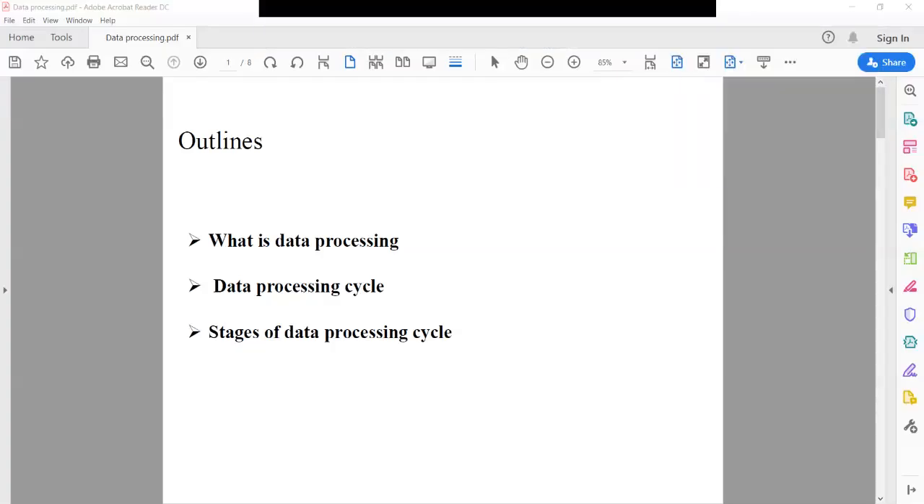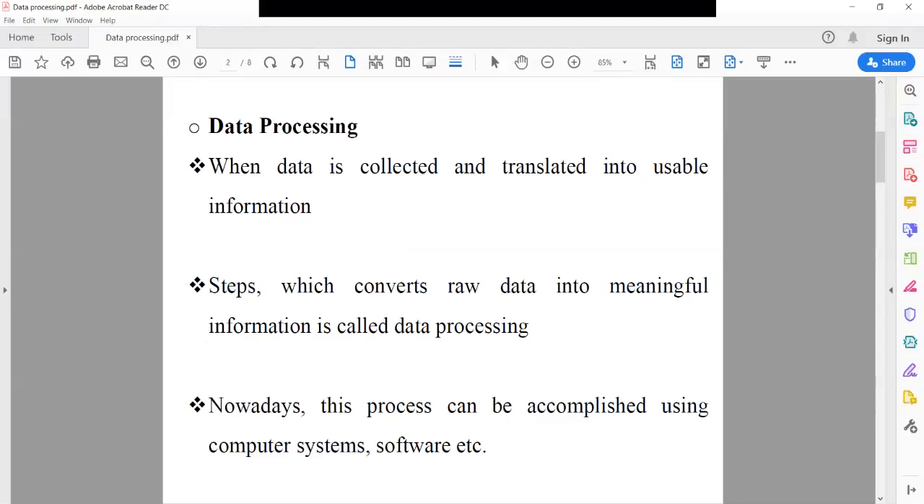So today we will discuss data processing. The outlines are: what is the data processing cycle, and what are the different steps or stages of the data processing cycle. Data processing means when data is collected and translated into usable or meaningful information.